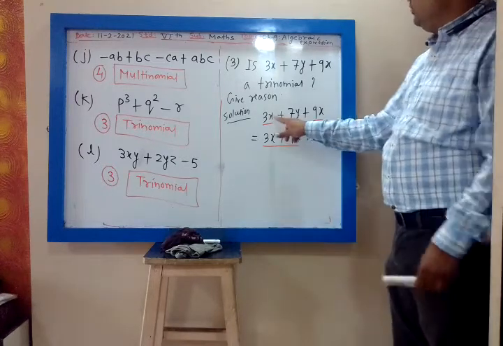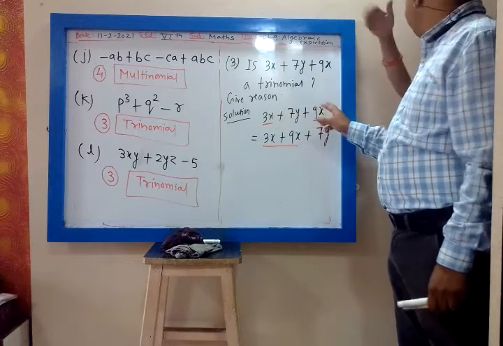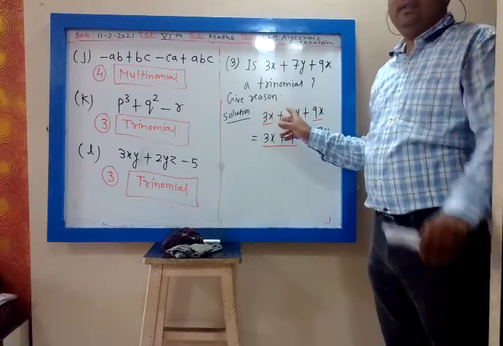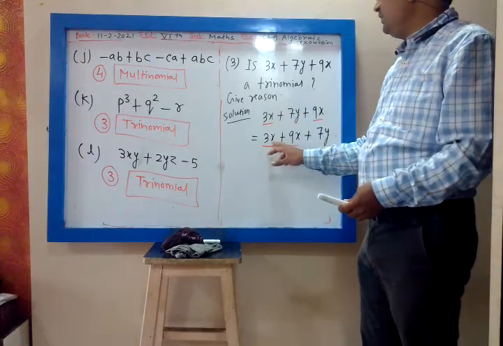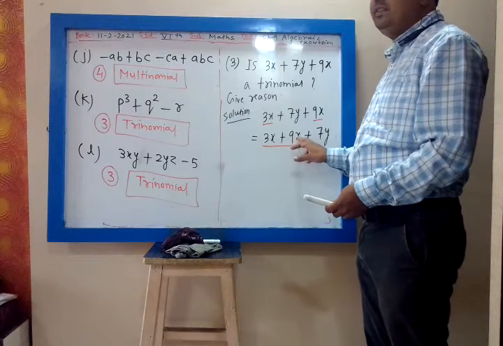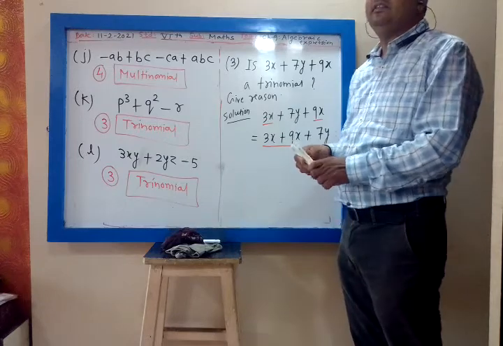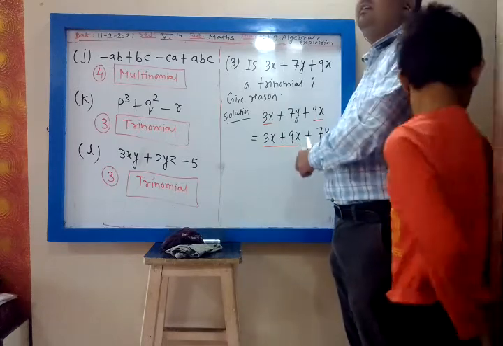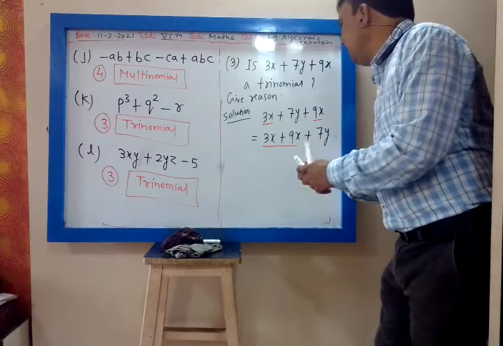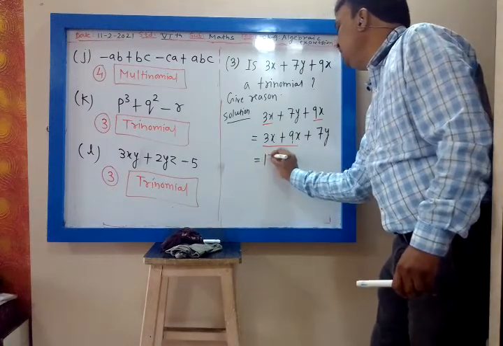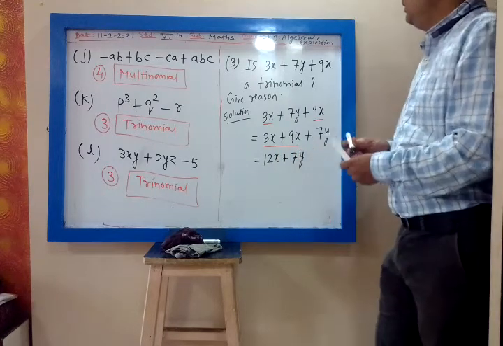See the reason. What is the power of x? 1. So whenever they have the same power, I can add them. What is the coefficient of x? 3. What is the coefficient of x? 9. So 3 and 9 I can add. What will be 3 plus 9? 12. So this becomes 12x plus 7y.